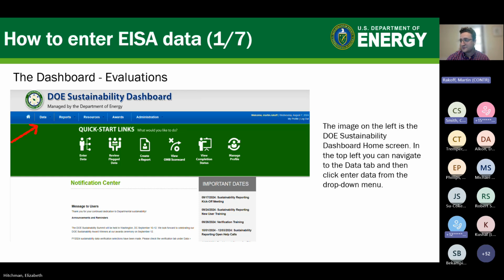It's a good opportunity to learn the system. But a few examples, so I'll show you how to find evaluations and ECMs to upload. And if you look at this screenshot of the dashboard home screen, you'll see in the top left a data tab. Click that, and then you'll see a drop-down menu where you will see enter data.